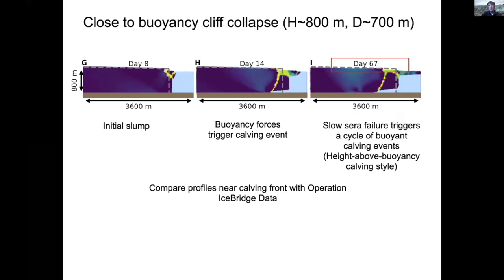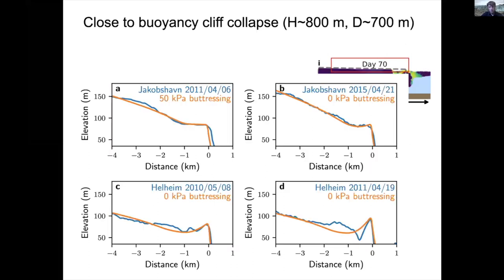If we zoom in on just the portion of the surface elevation close to the calving front, the next thing I want to do is compare those profiles with Operation IceBridge elevation profiles. I'm going to show you four examples, two of them from Jakobshavn in the two panels above, and two of them from Helheim, the two panels below. And you'll notice that the slope is pretty similar.